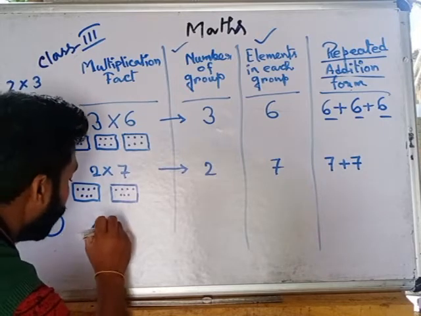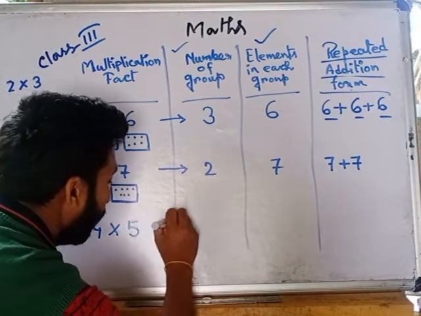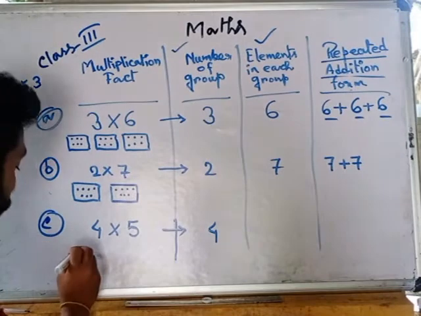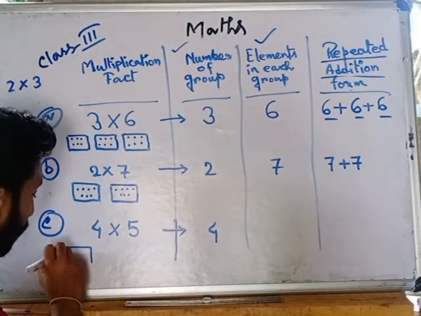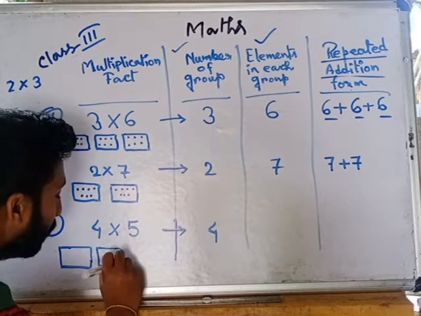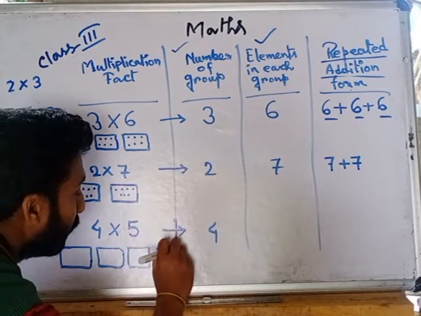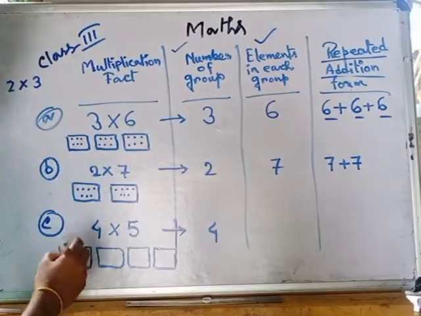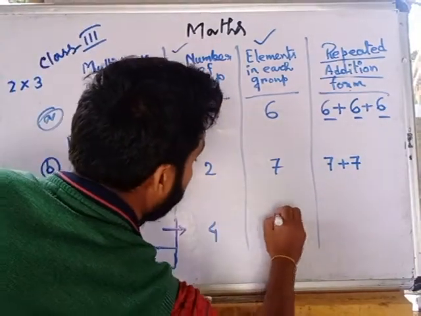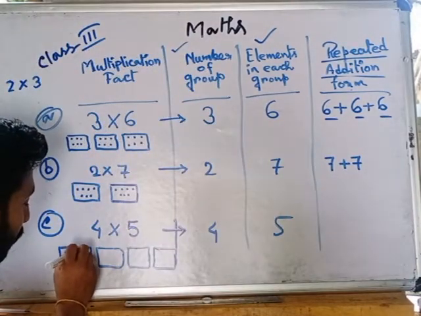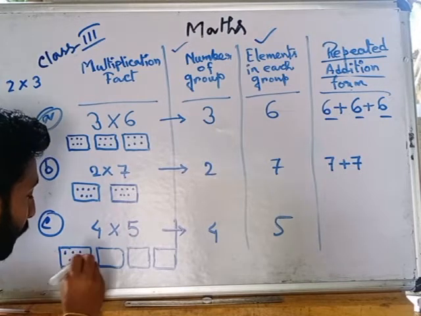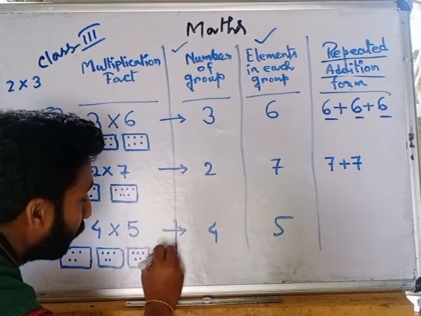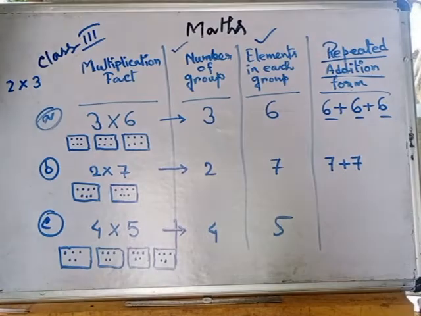So suppose it is 4 multiplied with 5. That means we should write here 4, that means 4 groups. 1, 2, 3 and 4 groups. Each and every group has its own 5 elements. So we should write here 5. 1, 2, 3, 4, 5. 1, 2, 3, 4, 5. 1, 2, 3, 4 and 5.